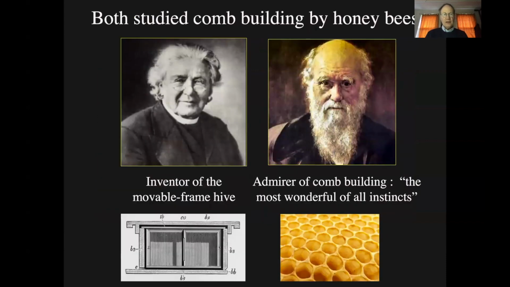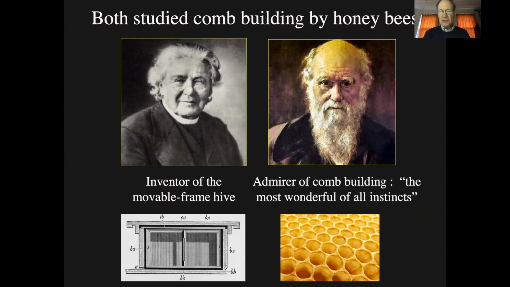Now, we think of Langstroth for his movable frame hive, shown here, and we think of Darwin in terms of evolution by natural selection. Darwin was also, though, very much an admirer of comb building. He called it in his book, The Origin of, whatever that book was called, escapes me right now, Origin of Species.